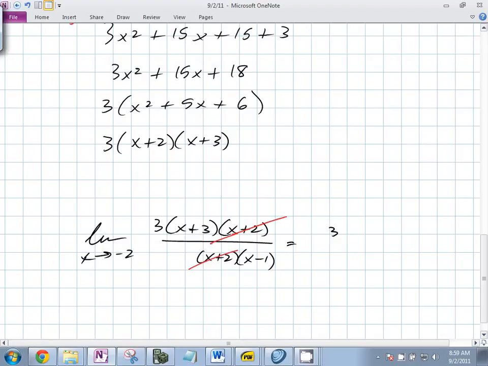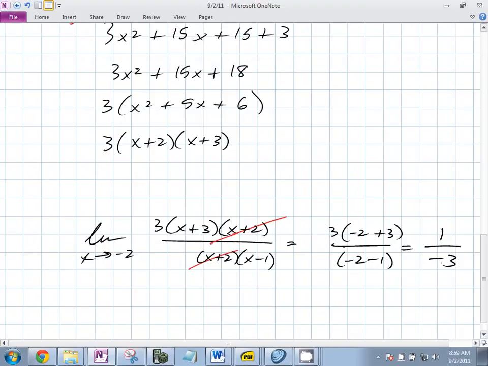3 times (negative 2 plus 3) over negative 2 minus 1, which is going to be 1 over what? So our limit is negative 1. So does the limit exist? Yes, we chose an a value accordingly, and we found a limit.